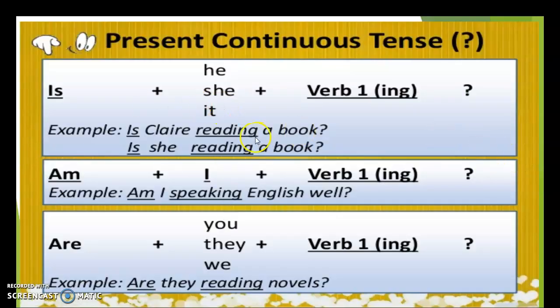Questions. Here, the only thing that you need to do is to change the position of the verb to be and the subject. For example, is Claire reading a book? Is she reading a book? More examples. Am I speaking English well? Are they reading novels?